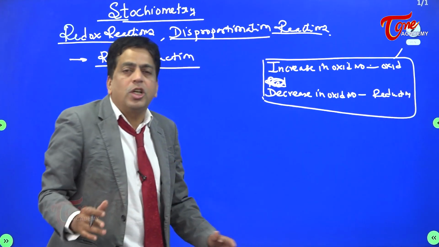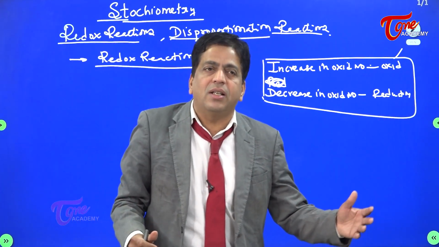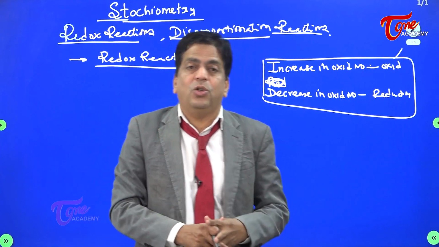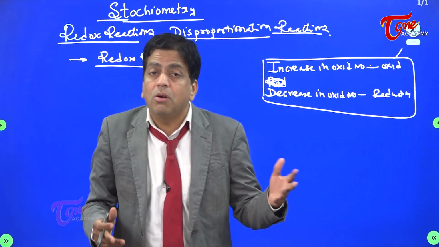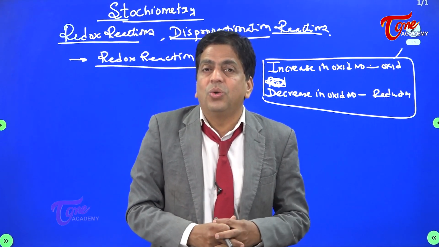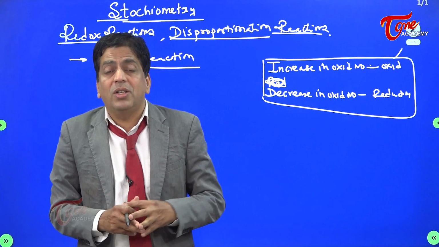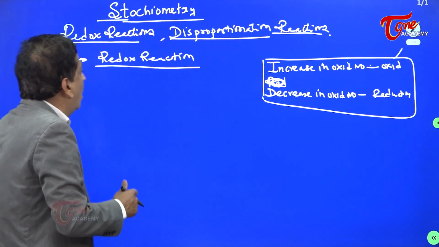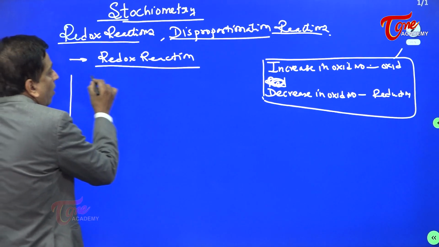So using oxidation numbers, we can judge whether an element is getting oxidized or reduced in a particular reaction. Once you know what a reduction reaction is and what an oxidation reaction is, then a redox reaction is simple. And I would like to define what a redox reaction is.